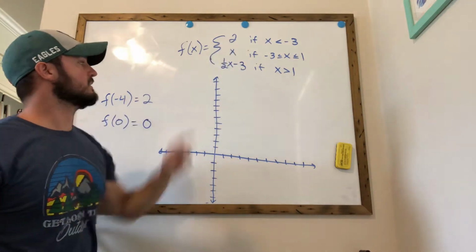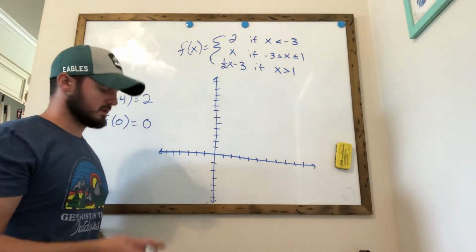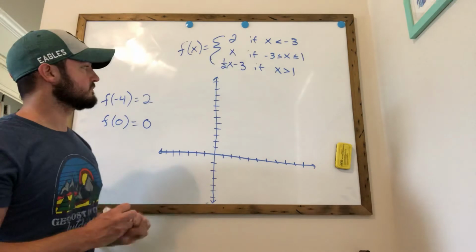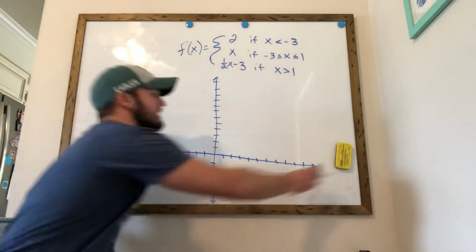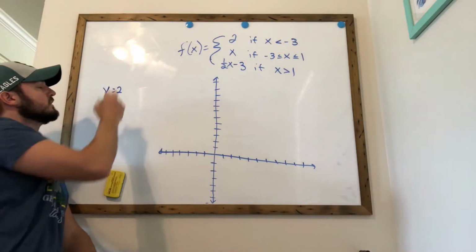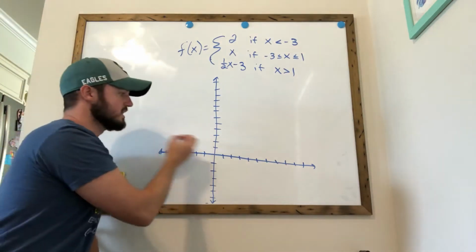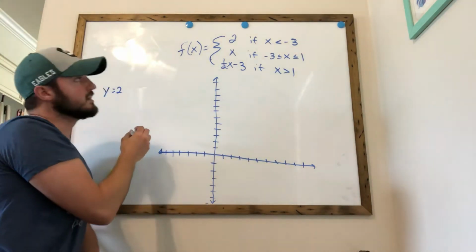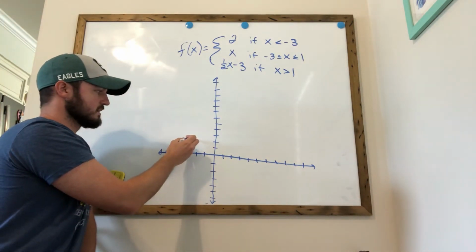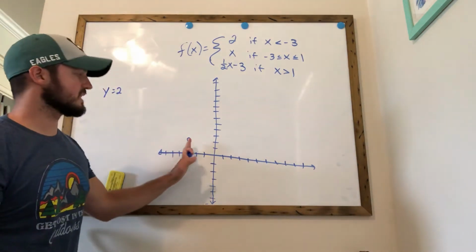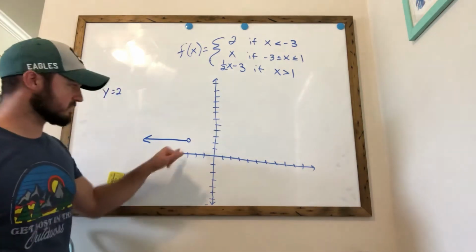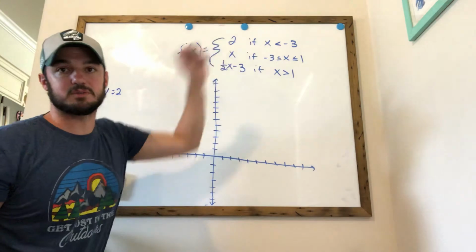So think of it this way: you can split it up into different parts and think of it like a regular graph. This first piece is y equals 2, okay? You guys know what y equals 2 looks like. That's just a horizontal constant line. But remember, it starts or stops, however you want to look at it, at -3. It only exists when x is less than -3, so it's going this way. And notice I put an open circle because it's just less than, not less than or equal to.